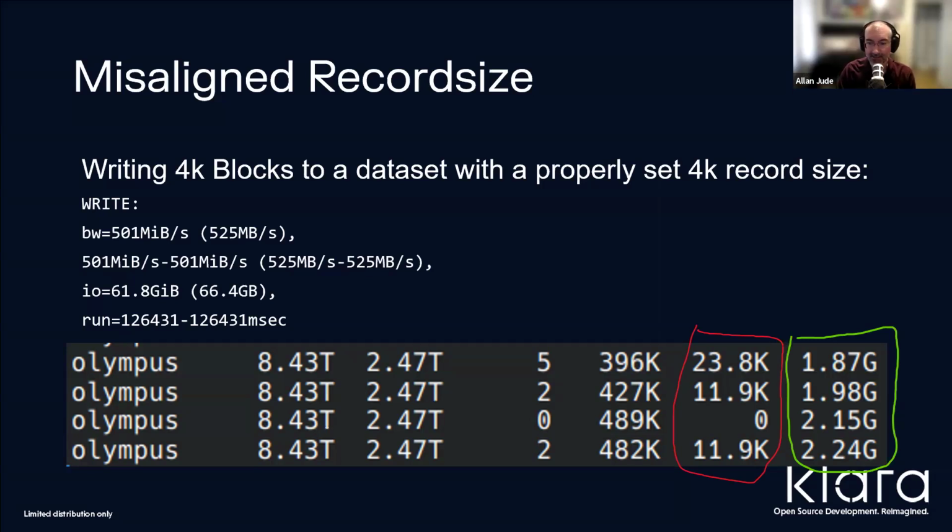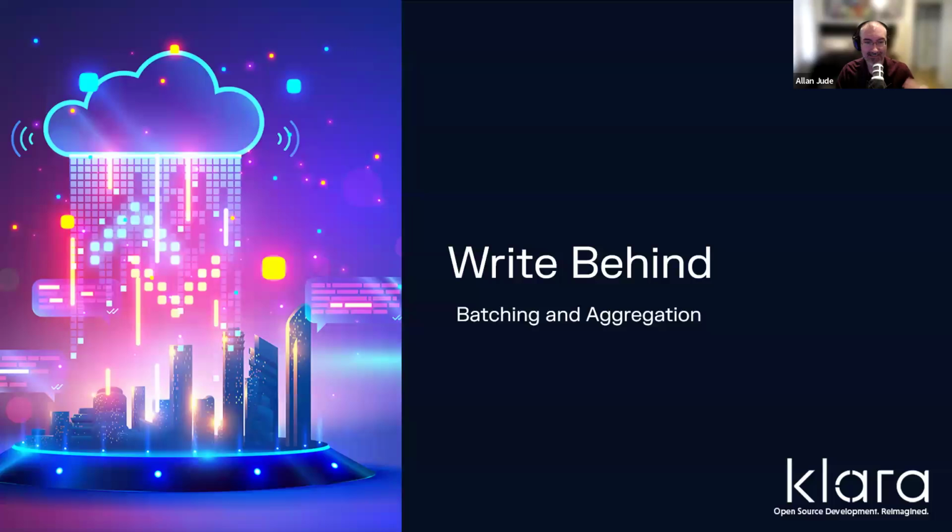But this also raises the other question of, if we're writing 500 megabytes a second, how come sometimes we see a lot more writes, but also sometimes we see a lot less writes? And that leads us into the question of write behind.